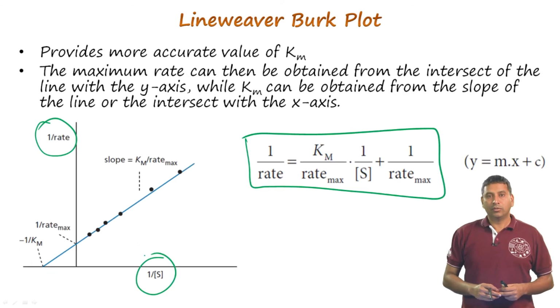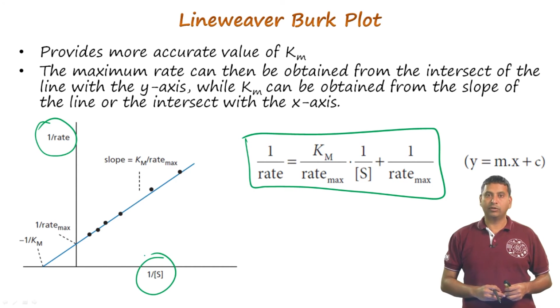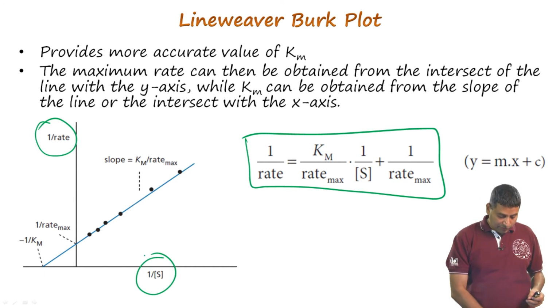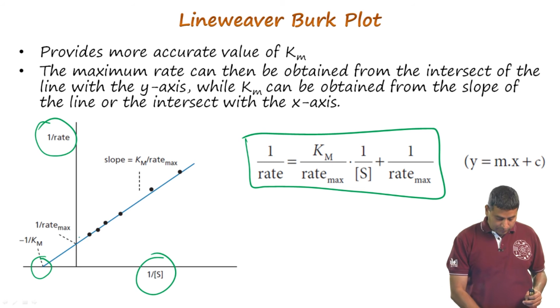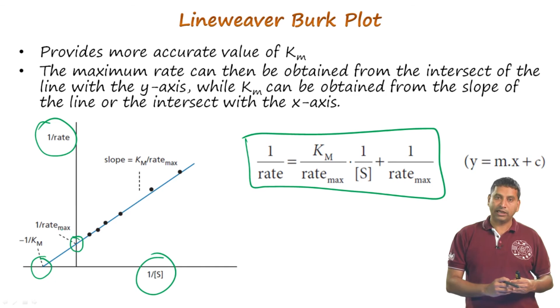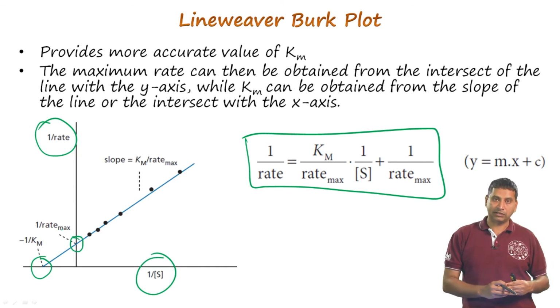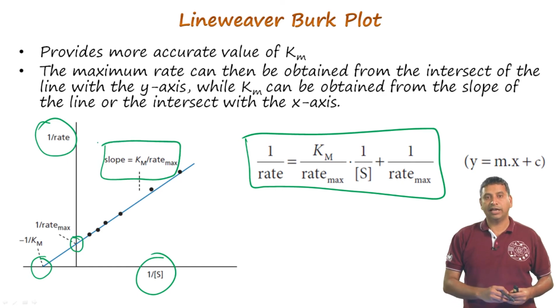Okay. So, here we will look at certain parts of this plot and try to figure out what is going on. So, the intercept over here is minus 1 by Km, and the point where the line meets the y axis is 1 by rate max, and the slope is nothing but the Michaelis constant Km divided by rate max. So, a number of important parameters about the enzyme can be obtained by this Lineweaver-Burk plot.